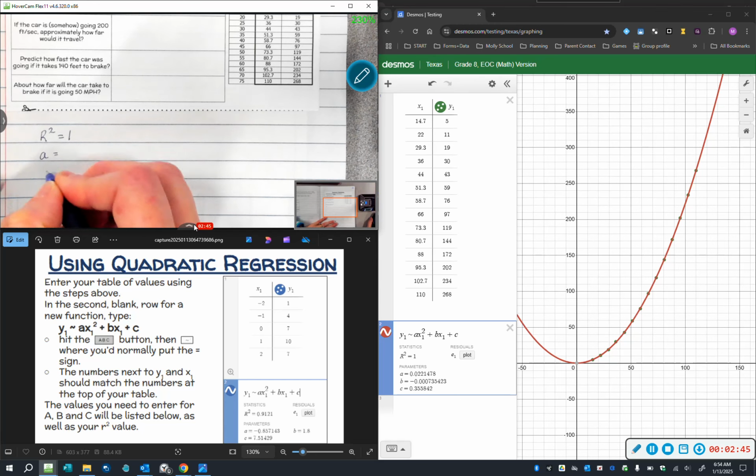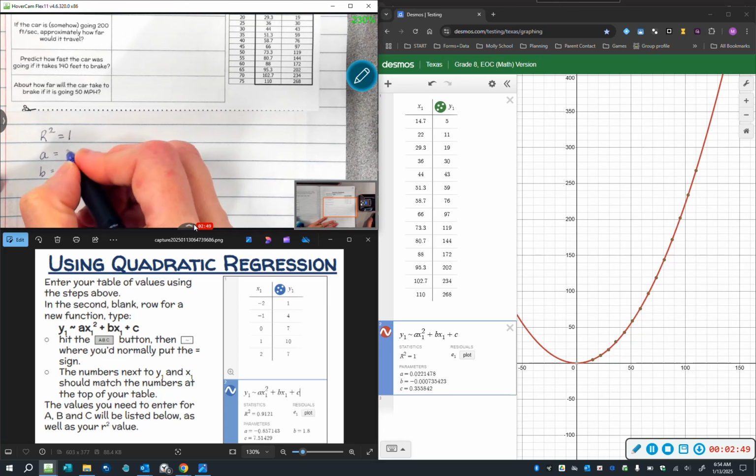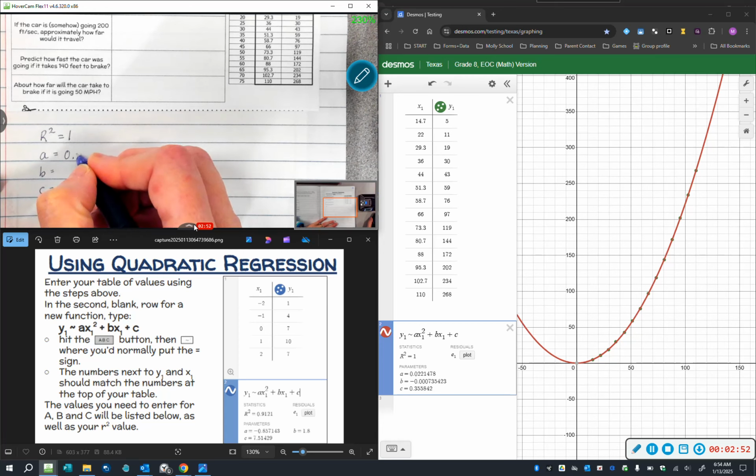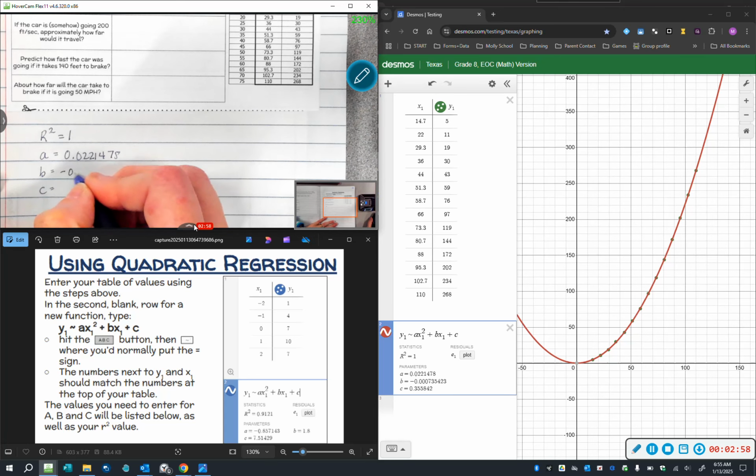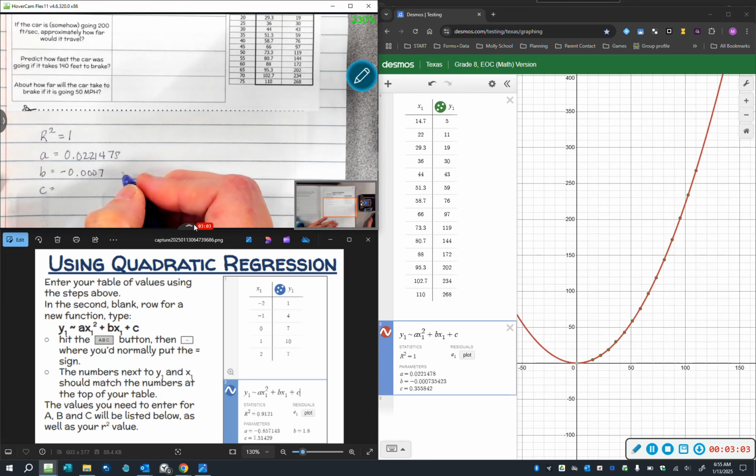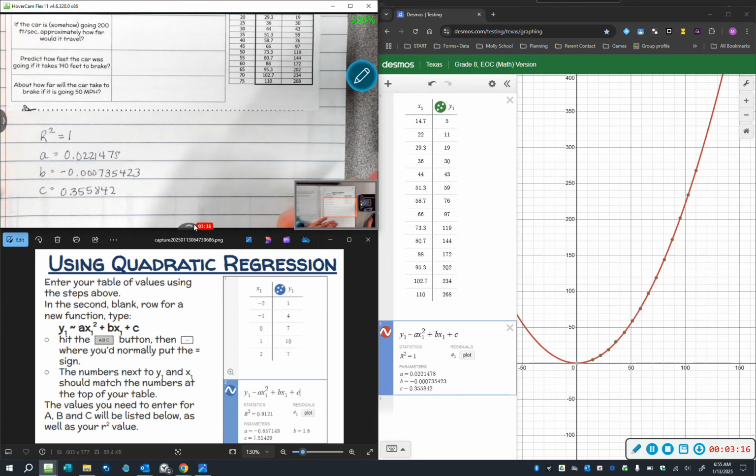Now, I'm just going to go ahead and write down everything they've got. A is 0.22147, and then for B, they've got negative 0.00735423. Oh my gosh, how many zeros is that? And then for C, they've got 0.355842.